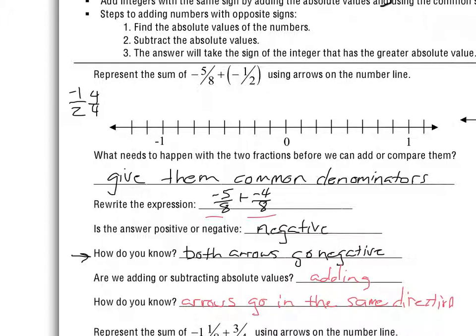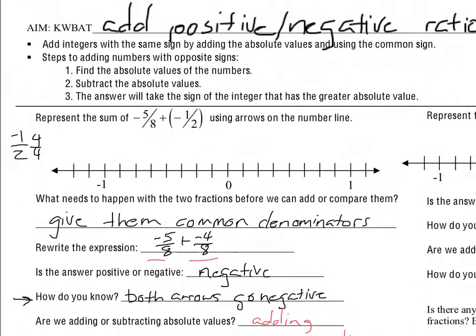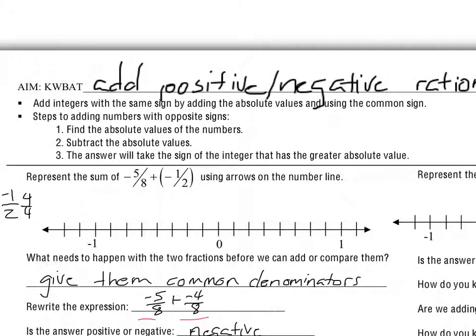All right, so let's go up here and look at what our arrow diagram would look like. I've given you this number line conveniently broken into eighths. Looking at this, we have negative 5/8, so I'm going to be starting here. Negative 5/8: negative 1, 2, 3, 4, 5/8. And an additional 4/8: 1, 2, 3, 4, and we can see our answer here.